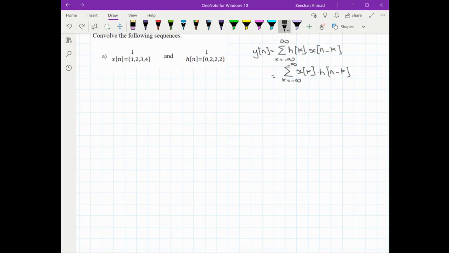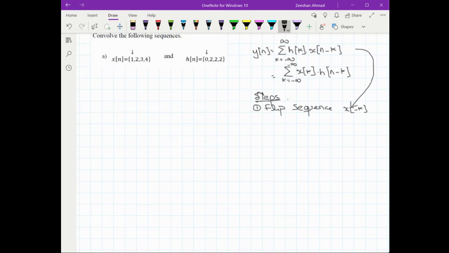So what are the steps here? I'm just writing the general steps we can follow for convolution. The first one is we need to flip the signal. I'm just writing flip the sequence. Which sequence you flip depends; either you can flip h or x. If I assume this one, for example, I'm flipping x, so x of minus k in this case.